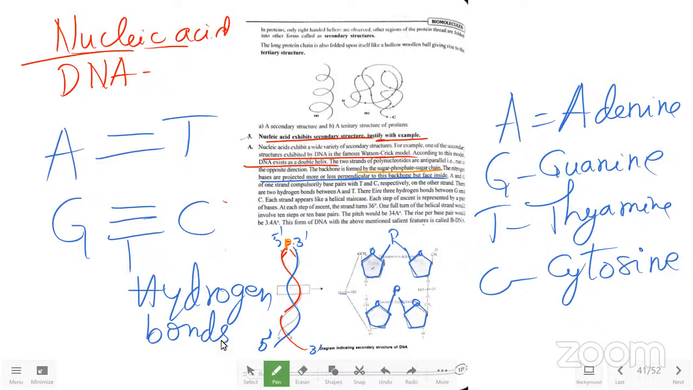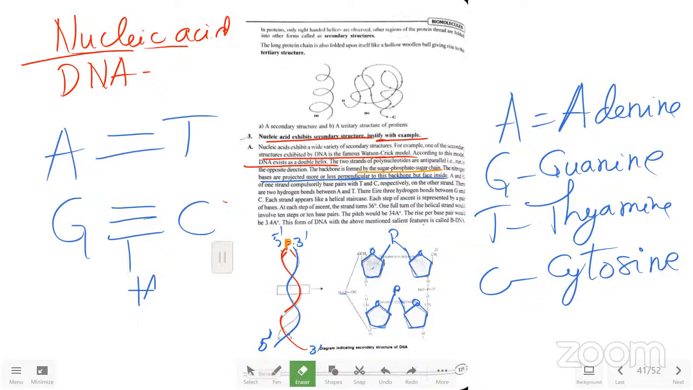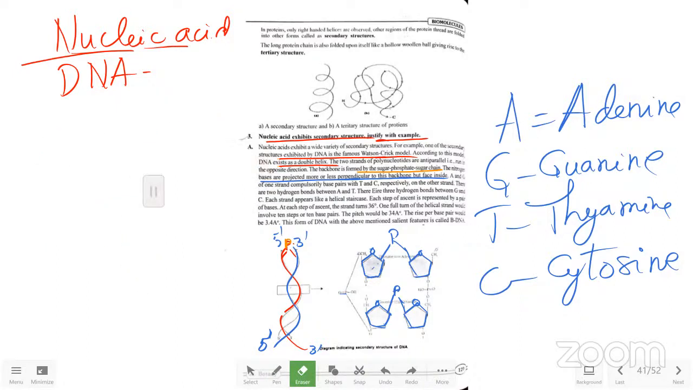Like this, the nitrogen bases are present, and all these are present in the double helical model of the DNA in a stepwise manner. That means in one helix, approximately 10 nitrogen bases are going to be present.